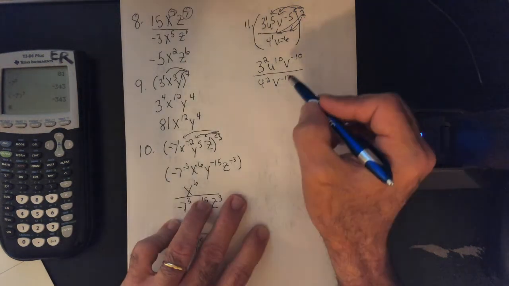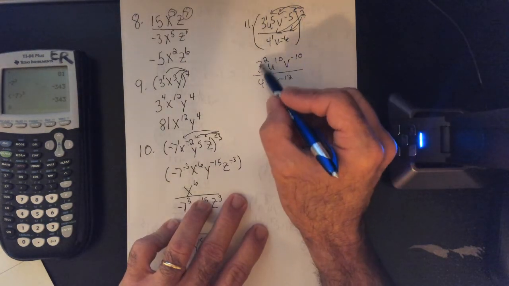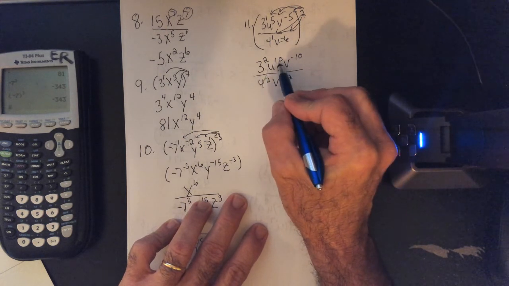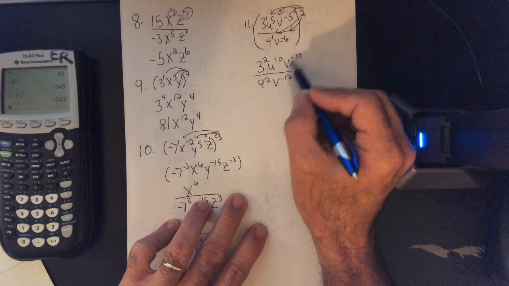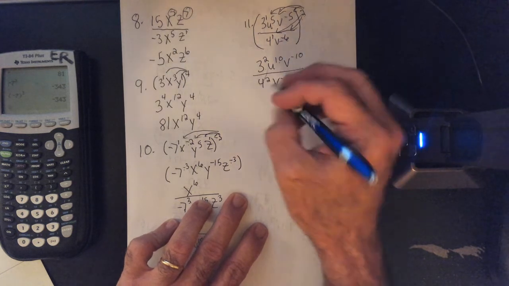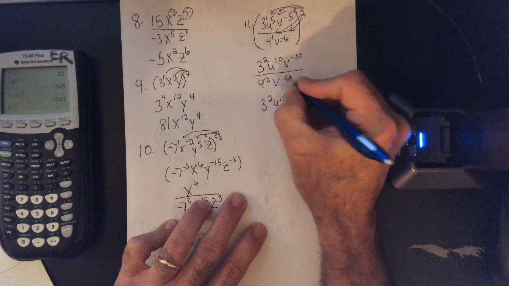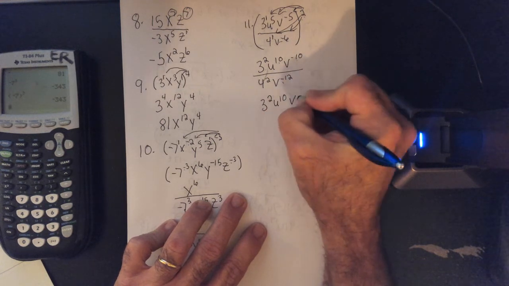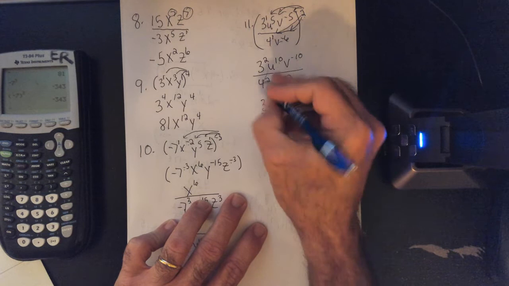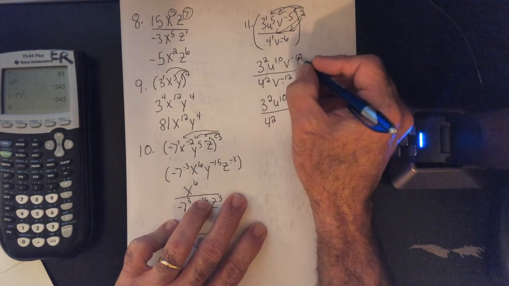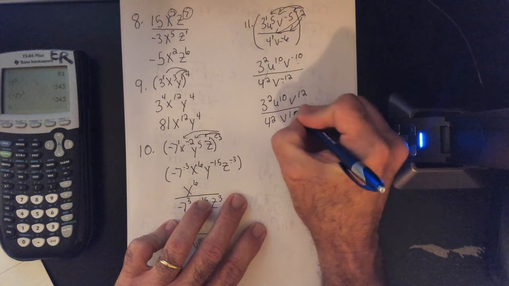Now watch this. I don't have to worry about these because they got positive exponents. The U has a positive exponent, but these V's have negative exponents. So I'm just going to rearrange those two. I'm going to bring the negative 12 up top and make it positive. On bottom, I still got my 4 squared. Now, since I moved that one up, I'm going to move the negative 10 down and make it positive.